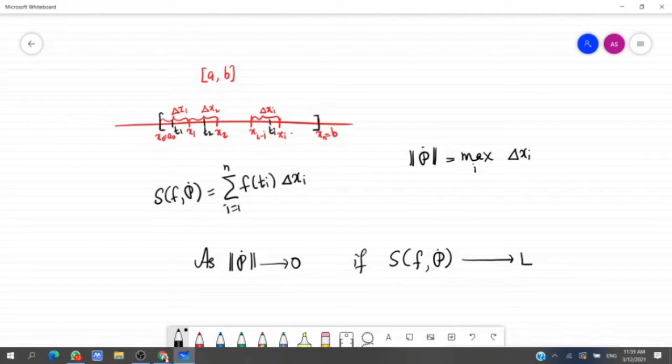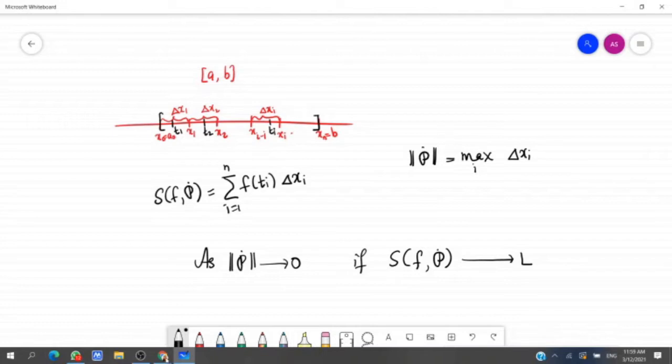In the next session, we discuss the Cauchy criterion, as in the case of real sequences. We know that a real sequence is convergent if and only if it is Cauchy. A similar criterion is also available in the case of Riemann integrable functions.